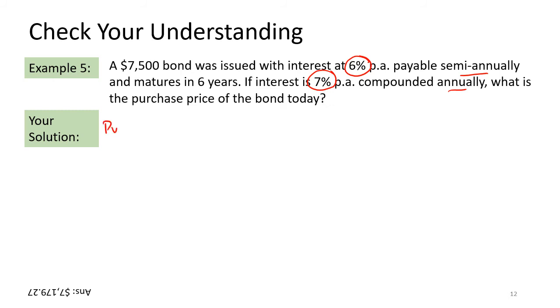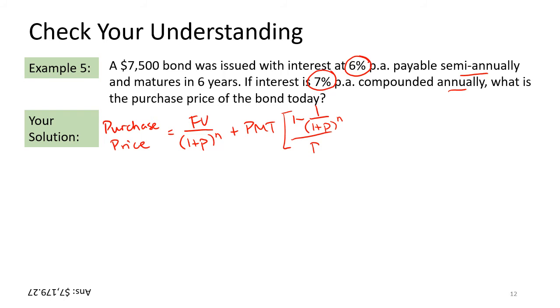So we start with our formula. Purchase price is equal to the face value divided by 1 plus the equivalent rate of interest to the exponent n, plus our interest payments times 1 minus 1 divided by 1 plus the equivalent rate of interest p to the exponent n, divided by the equivalent rate of interest p. So compiling all of our numbers, our face value in this case is $7,500.